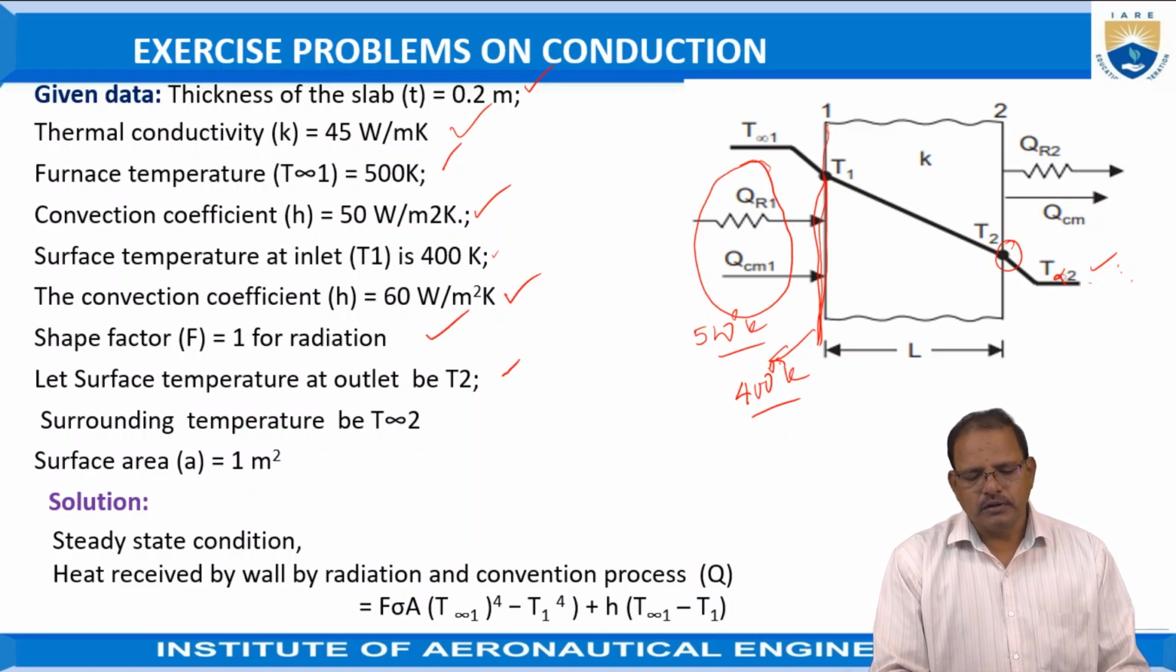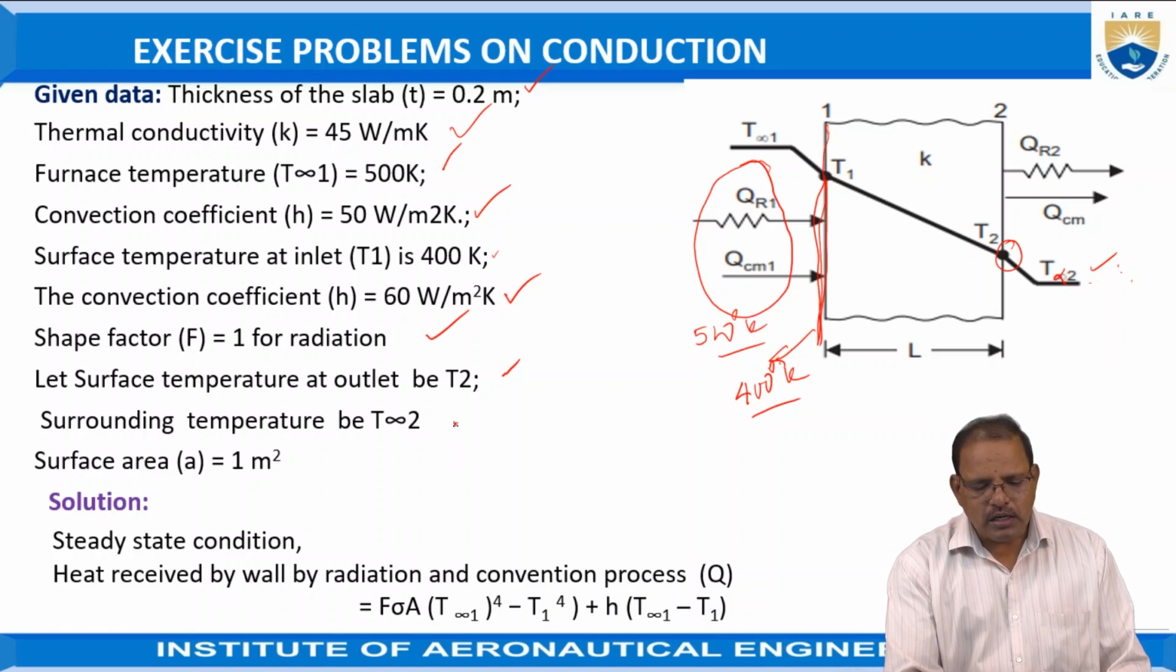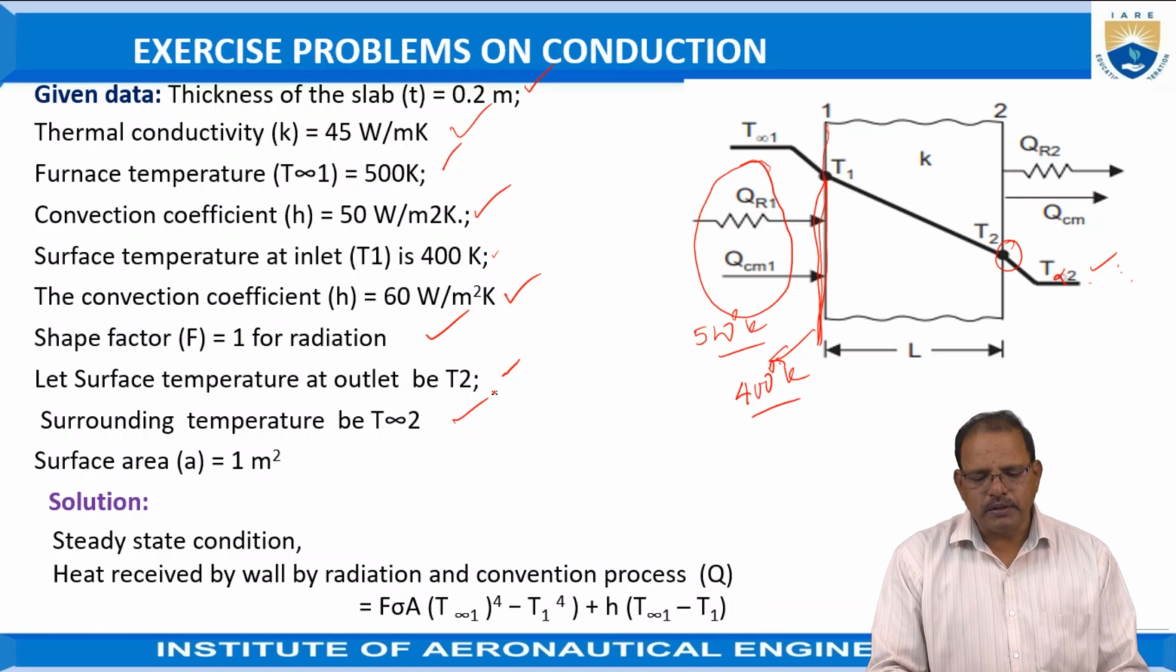Surface temperature at the outlet is T2. We have to determine that value. Let the surrounding temperature be T alpha 2. Surface area is equal to 1.